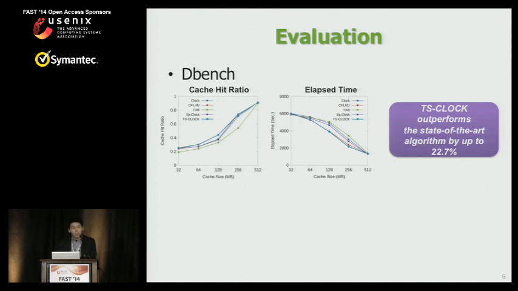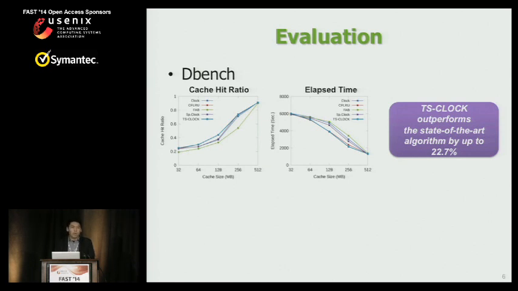For evaluation, we implemented TS clock and 4 replacement algorithms. And as the graph shows, TS clock maintains a higher cache-hit ratio than other replacement algorithms, and it improves the performance of NAND flash storage devices. Especially, TS clock outperforms the state-of-the-art algorithm by up to 22.7%.